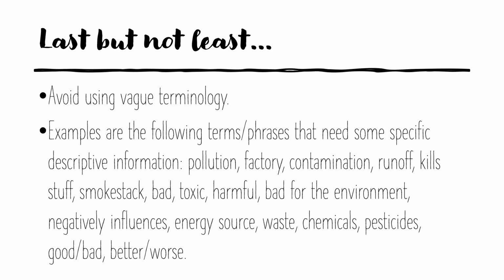So examples of these vague terms would be pollution, factory, contamination, runoff, kills stuff, smokestack, it's bad, it's toxic, it's harmful, it's bad for the environment. These are vague phrases that you guys should avoid. You guys can use these terms, but expand upon it. Why is it bad for the environment? How is it harmful? What type of pollution? We will learn so many types of pollution, y'all. What contamination? What type of runoff? So again, listing these words without specifics will be detrimental to your FRQ chances of success.